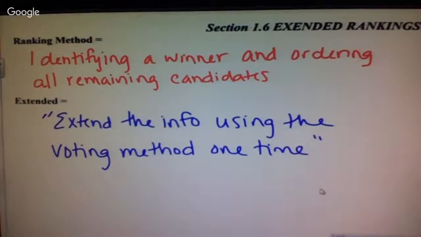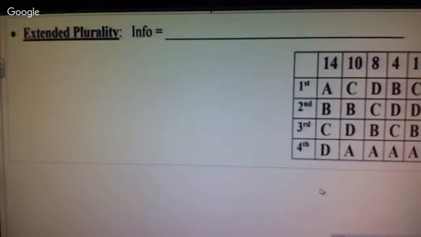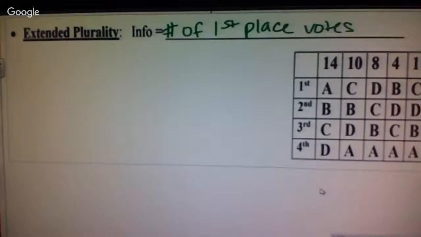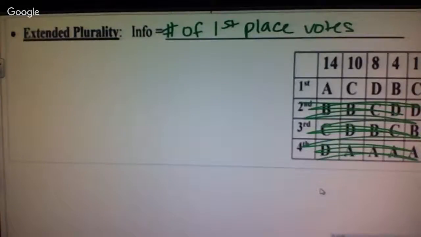All right, so let's do this. We got 4 examples. Extended plurality. Okay, so what did plurality mean? First place votes. So we're looking at the number of first place votes. That means when we do plurality, I don't care about any of this. If I were you, I wouldn't cross that all out because you're going to need this for the rest of the methods.